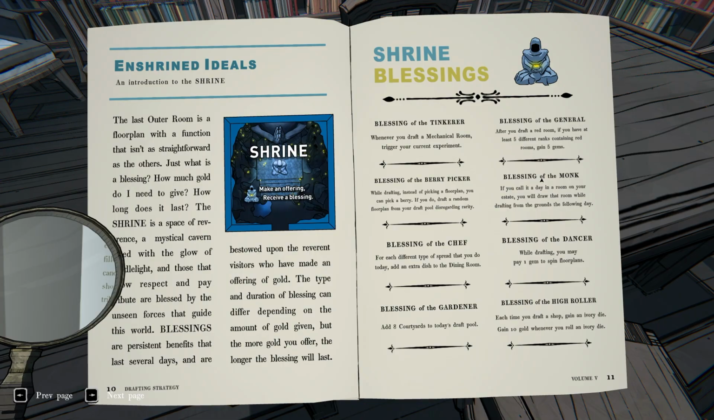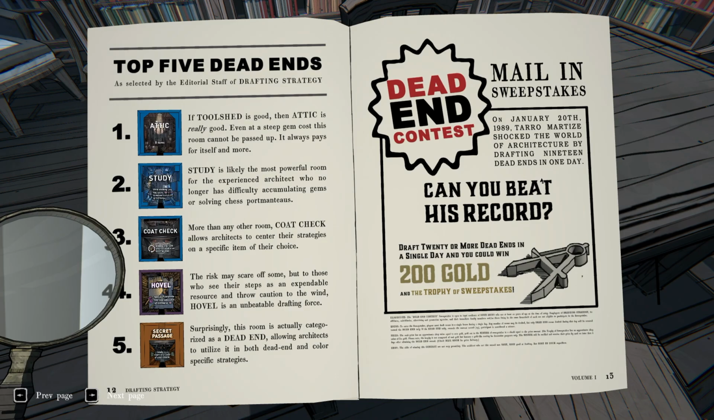Gardener. Add 8 courtyards to today's draft pool. What is a courtyard? Blessing of the High Roller. Each time you draft a shop, gain an ivory die. Yeah, so that's the one we normally get, because it's the one I normally have the money to do. So, Gardener. Courtyards. Interesting.